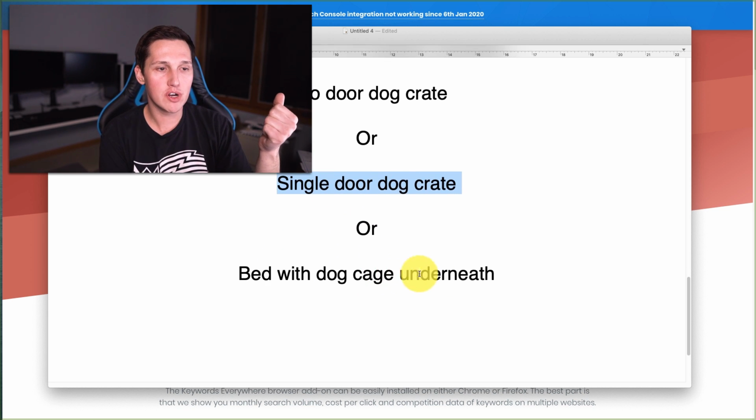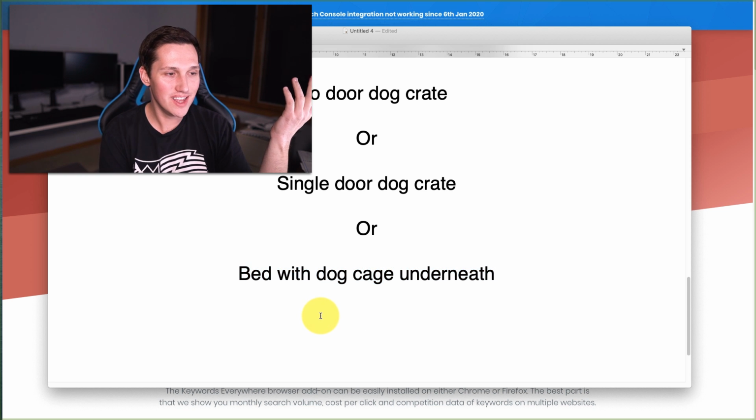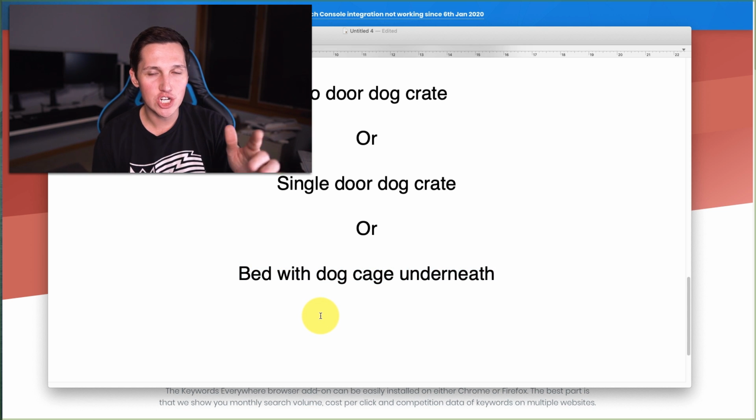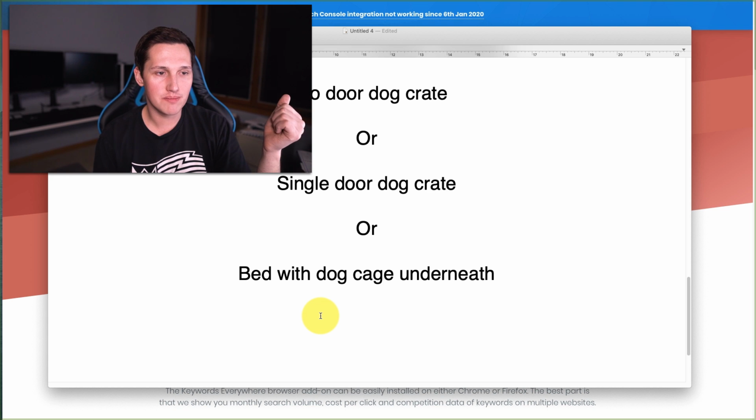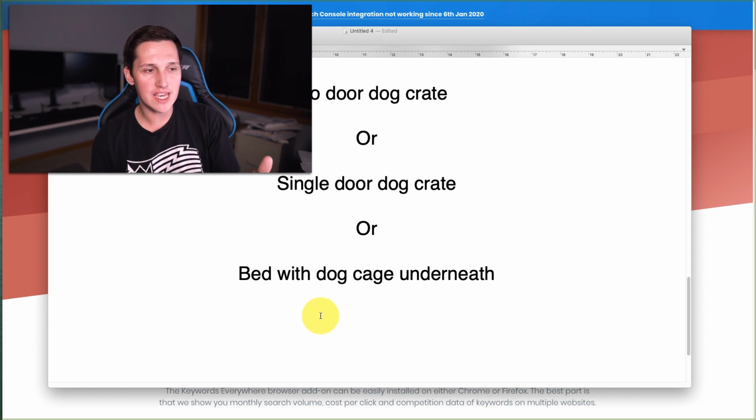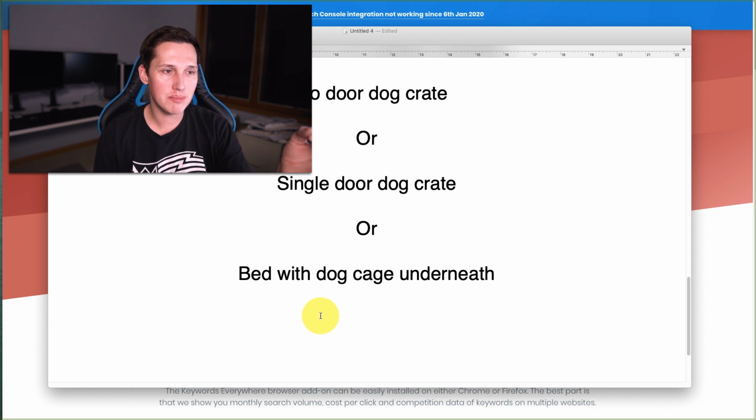Here's another one that I came across. I actually don't even know what this is, but they said bed with dog cage underneath. Very, very specific. Someone who's searching for this knows exactly what they want. And again, I don't know what it is. Maybe it's something kind of novelty or something like that, or niche specific. I don't know. But the point is that these are specific keywords that have commercial intent because they know what they want.